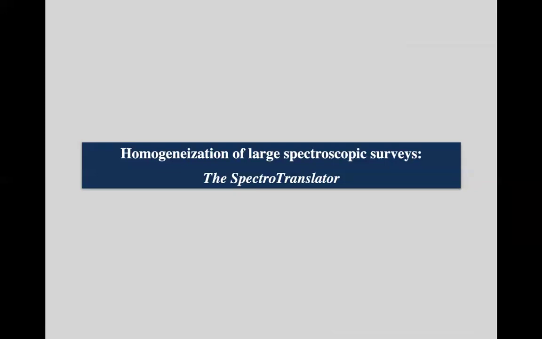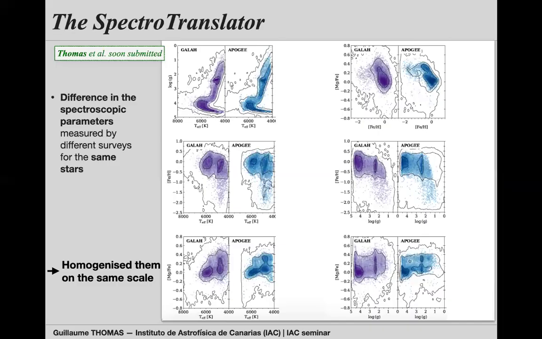And the problem that we have, and I'm just going to quickly finish on it, is a problem of homogenizing big surveys together. We're inside the Milky Way, and we need to observe at the same time the sky from the northern hemisphere and the southern hemisphere, which means that we need to combine spectroscopic data taken by different telescopes, different surveys, different instruments. The problem is that the calibration might be extremely hard. That's why we developed a tool called the spectrotranslator, where the goal is to translate one base to another.